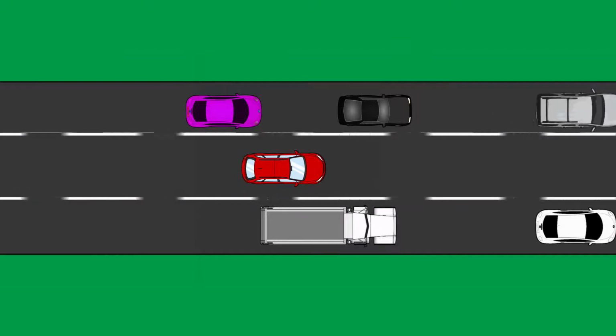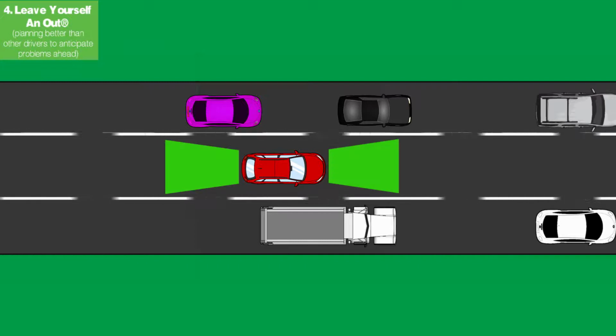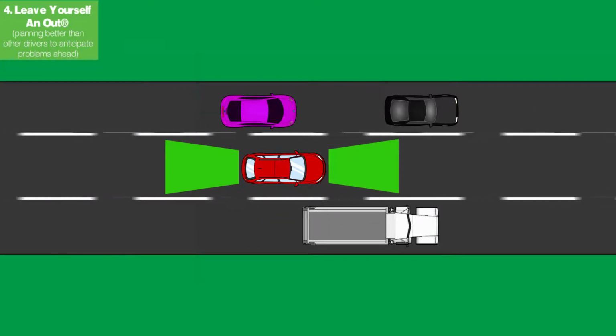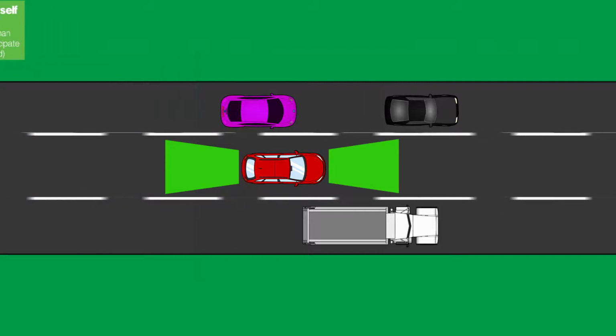If this approach fails to correct the problem, gentle braking or a lane change may be needed. Build your space cushion and keep track of it as it changes. If you do, you'll know what your options are when you need to know them.